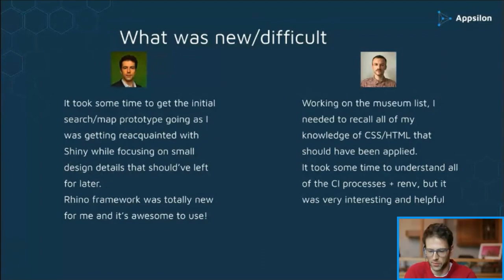On my part, it took some time to get the initial search and map prototype going, as I was a bit rusty on Shiny and had to get reacquainted with it. It also didn't help that I focused too much on some small details in terms of CSS and the look of the application, as well as some of the styling guidelines. Something new was working with Rhino. It is a very awesome framework, really good and easy to use. We particularly enjoyed working with the new styling guidelines, as we were a guinea pig for this project. So that is something completely new.